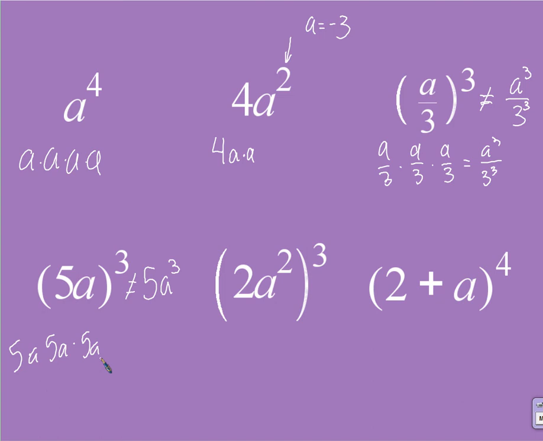So this is close, sort of, right? Is there an a to the third? Could we rewrite this using a to the third as part of it? What else, though? 15. Well, it's not 5 plus 5 plus 5. It's 5 times 5 times 5. So 125. It would be 125, which is 5 to the third.